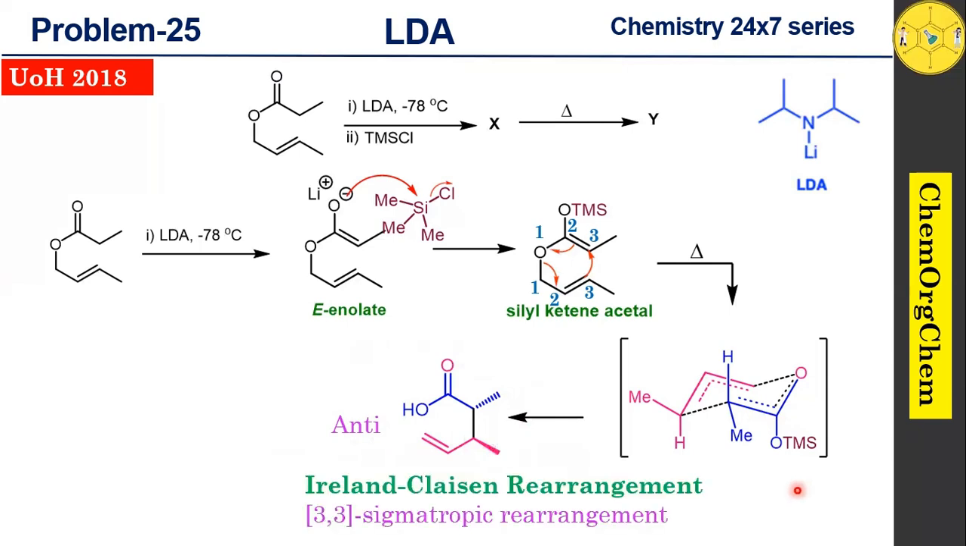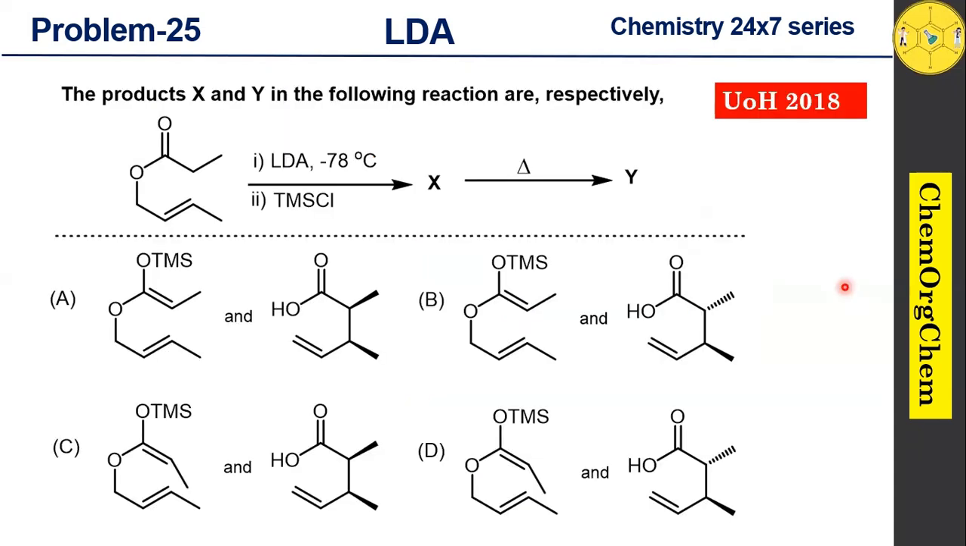Particularly, this reaction is a 3,3-sigmatropic rearrangement. Specifically, this reaction is the Ireland-Claisen rearrangement. Based on our analysis, considering the role of LDA in deprotonation followed by the reaction with trimethylsilyl chloride, which generates the corresponding silyl ketene acetal, which then readily undergoes 3,3-sigmatropic rearrangement under heating conditions, this is called the Ireland-Claisen rearrangement. Based on that, we can deduce that the correct answer for this question is B.